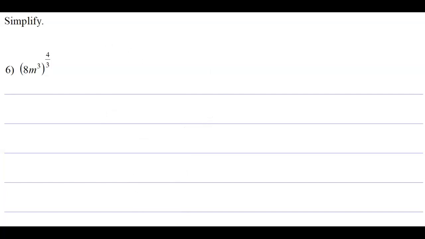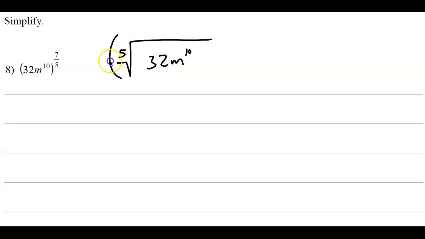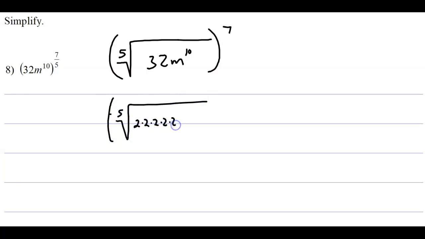Let's go ahead and take a look at number 8. Really, it's just another problem, so nothing too impressive there, but I'll go ahead and do another one. So this time we're finding the 5th root of 32m to the 10th, all being raised to the 7th power. And if you break down your 32, you're going to get 5 2's. And if you break down your m to the 10th, you're going to have 10 m's.